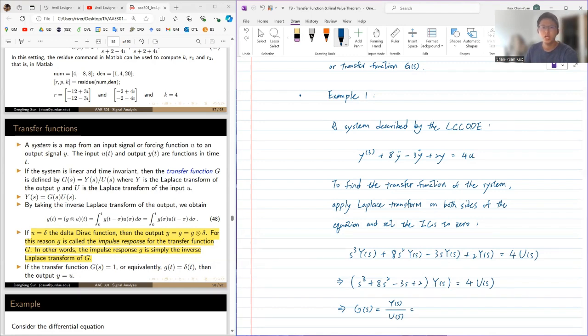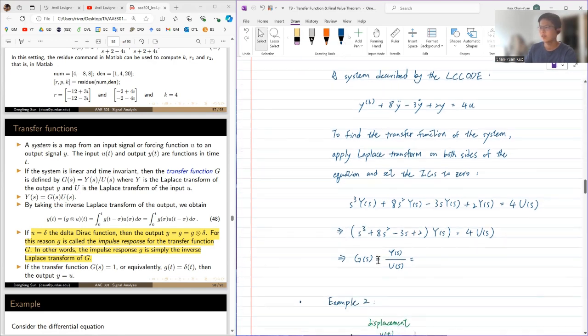Now, recall the transfer function G(s) is defined as the fraction of Y(s) over U(s). Thus, we see that the transfer function of the system is given by 4 over s cubed plus 8 times s squared minus 3s plus 2.